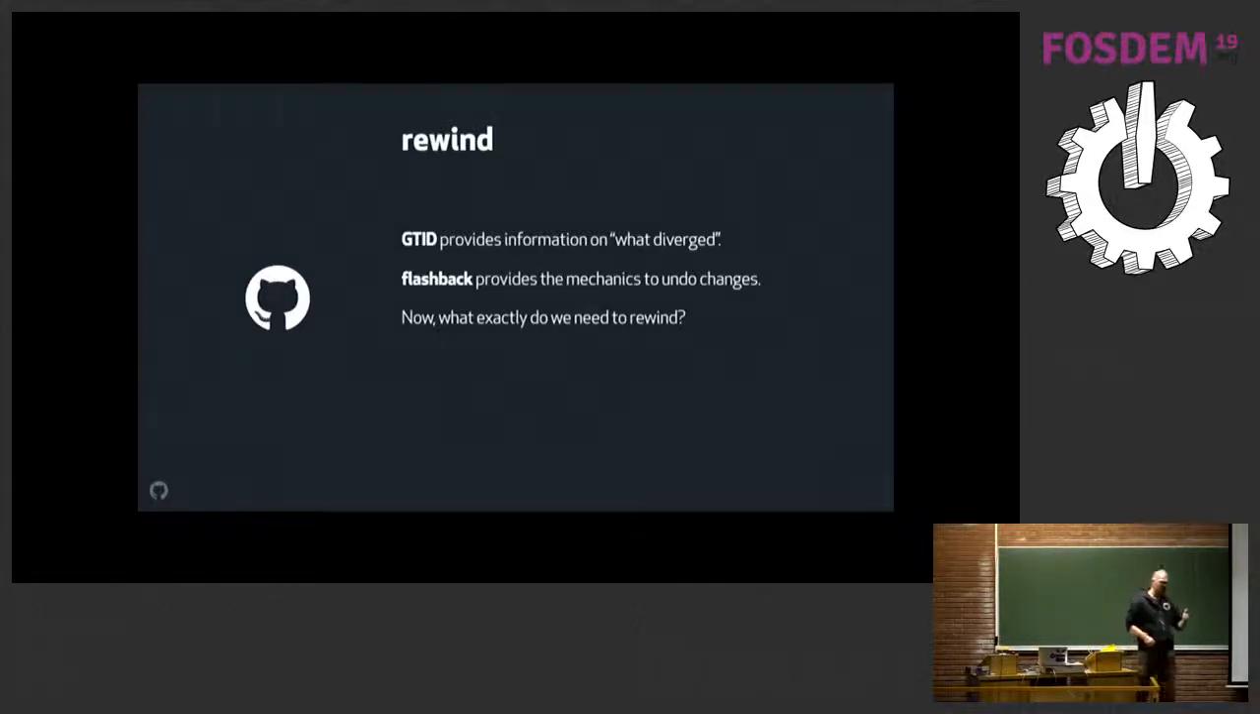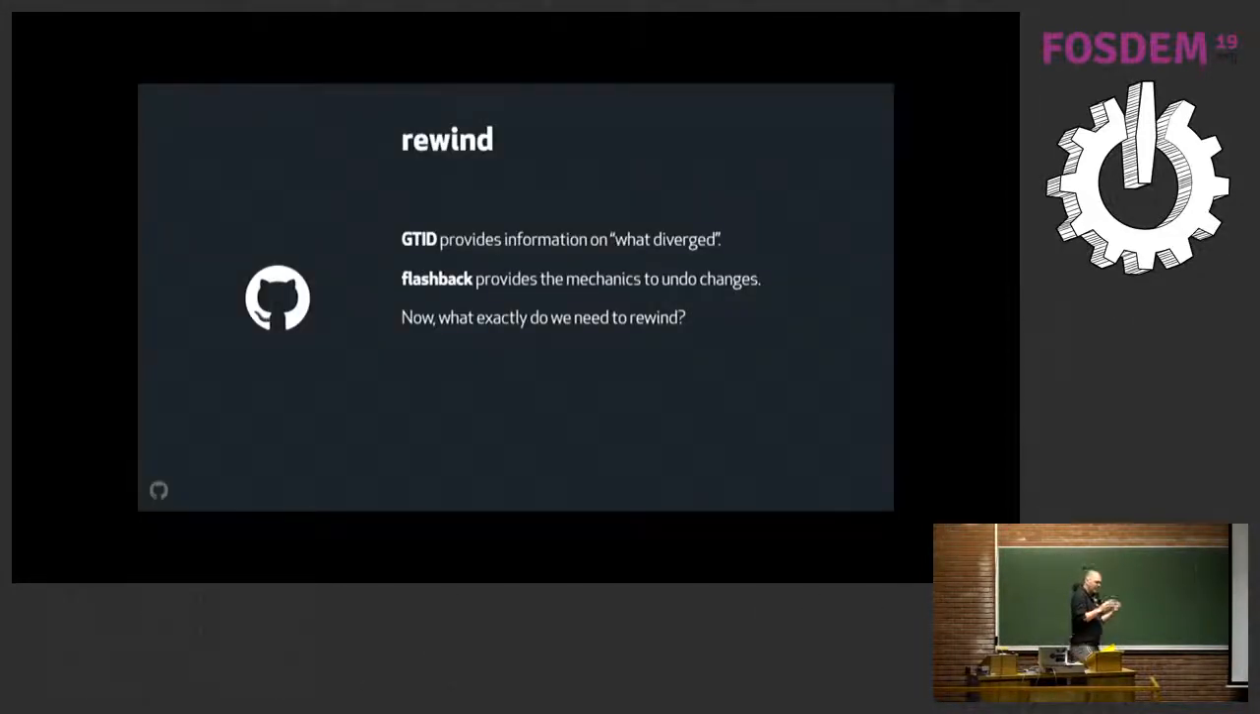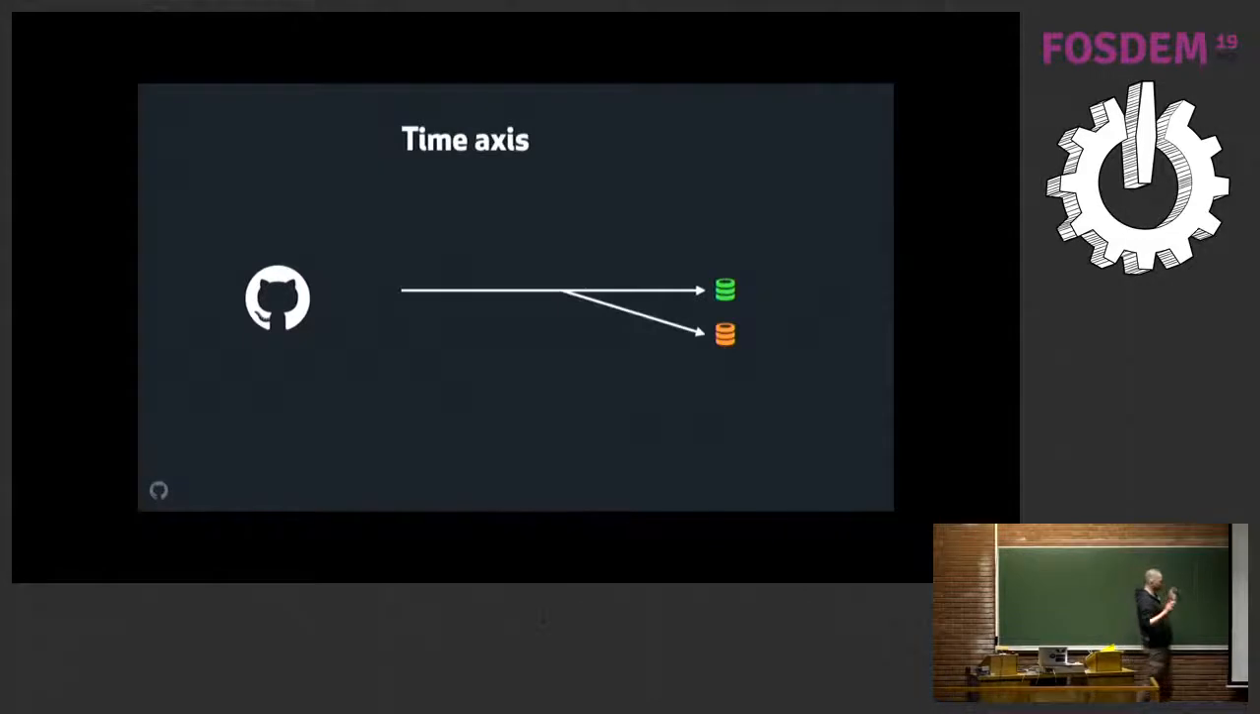So what do we have so far? GDID tells us what transactions are bad. Flashback gives us the mechanism to undo transactions. But we're still missing a lot here. We're missing the connection between the GDIDs and the binary logs, and the entries in the binary log. So let's look at this again.